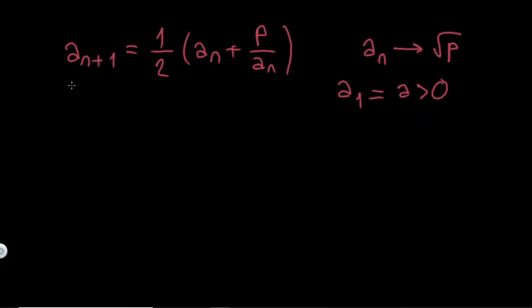If we have a recurrence relation, and to be able to show that it's convergent, we can try to show if it's increasing or decreasing, and if it's monotone and bounded, then we are done.